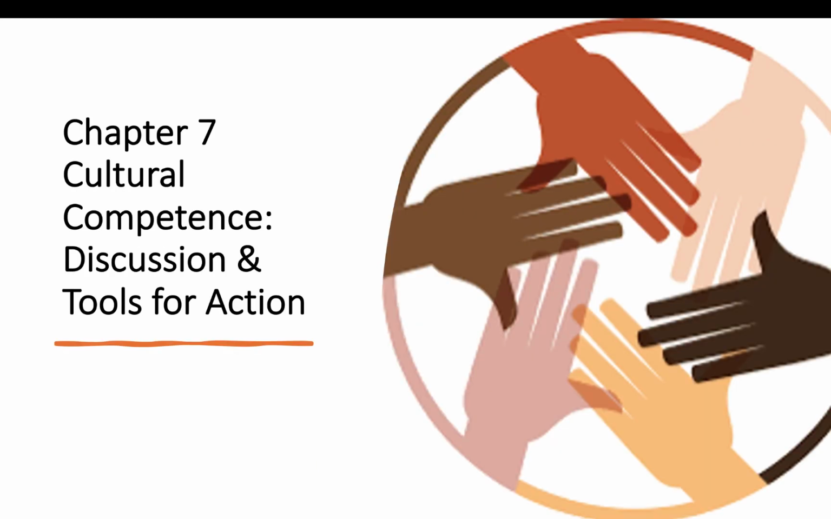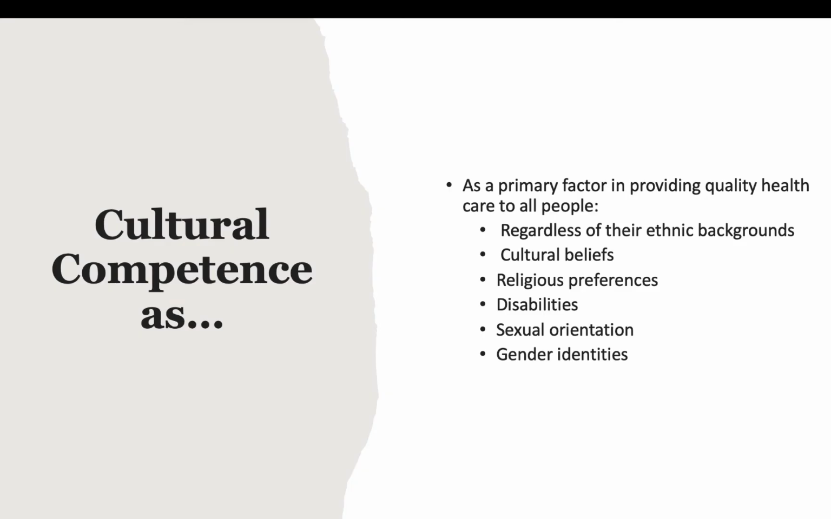And on to chapter 7. This is cultural competence, discussion, and tools for action. So cultural competence, as we discussed in our previous course in holistic health assessment, is very difficult for us to truly become. So really a more realistic goal for us is to become culturally sensitive and to be all-inclusive and provide equitable care.